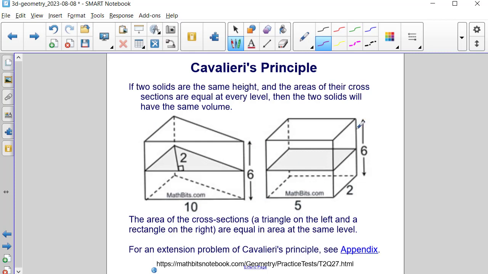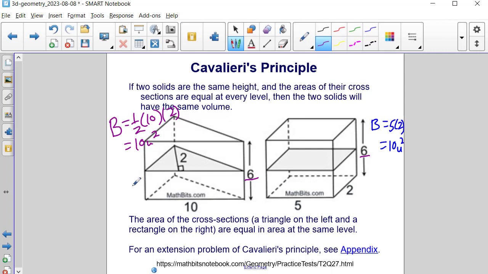We can clearly see that the height of each prism is the same, 6 and 6. So let's find the area of our base, which we use capital B for. In our triangular prism, it'll be 1/2 the base of the triangle, which is 10, and the height is 2. So we'll have 5 times 2, which is 10 square units for the area of our base. If we do the area of our base in our rectangular prism, it's going to be 5 times 2, which is also 10 square units.